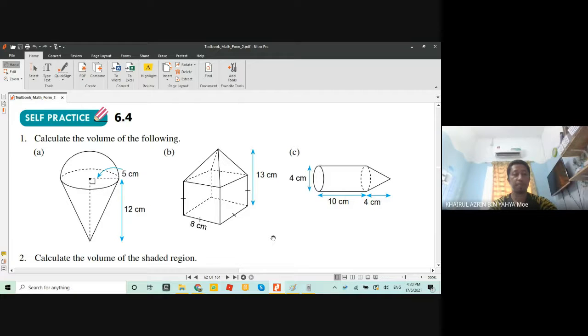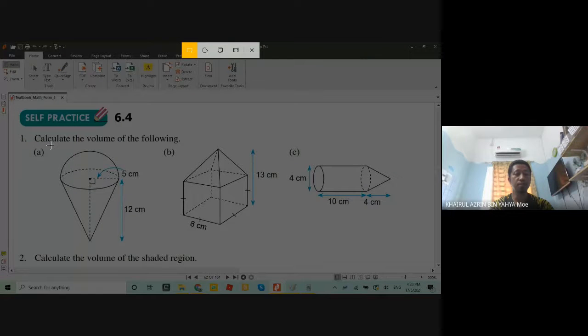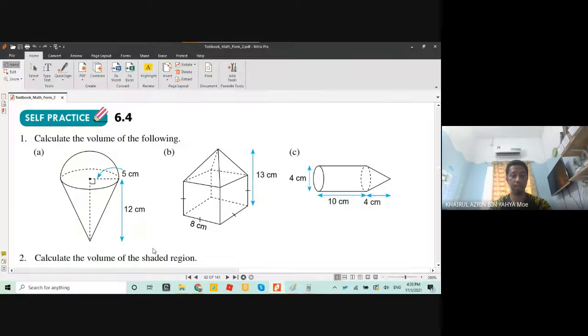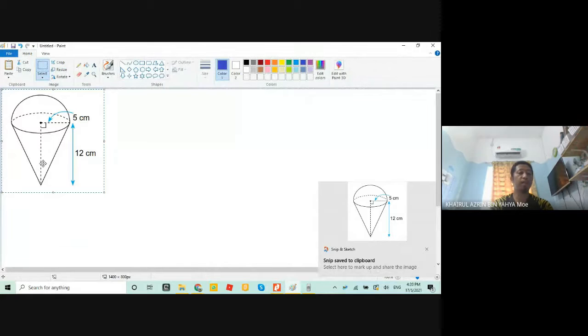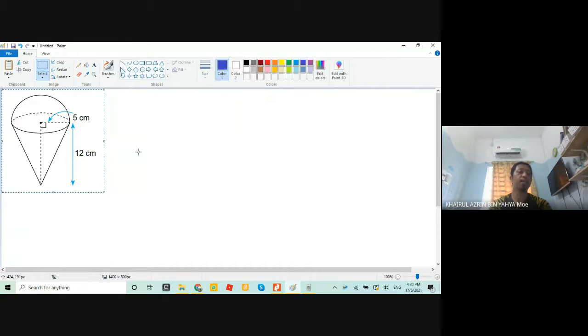Okay, so let's start with question A. Calculate the volume of the following. So A, given this one. Let me copy this one first. Okay, let me paste it here. So we have two different shapes combined here. On the upper part, this is a hemisphere. On the lower part is a cone. Remember, you want to find the volume and not the surface area. So we need to use the formula of volume.